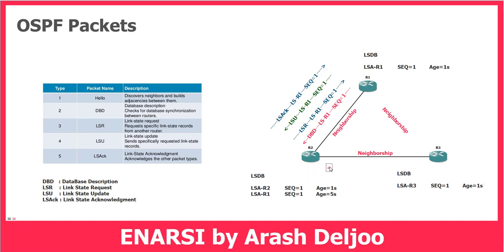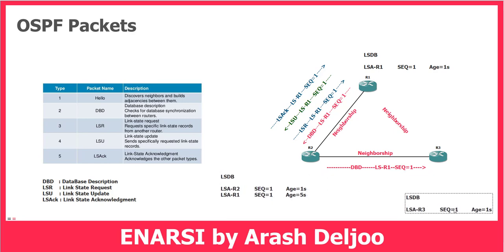The process is repeating. Router 2 sends this DBD to router 3: I have the link state of R1 with sequence number of 1. Do you want to receive it? Again, router 3 should first verify its database. As you can see here, we don't have this information. Because of that, router 3 should send a link state request.